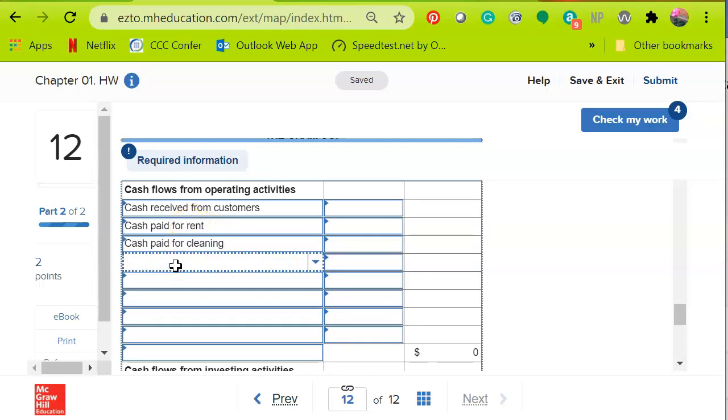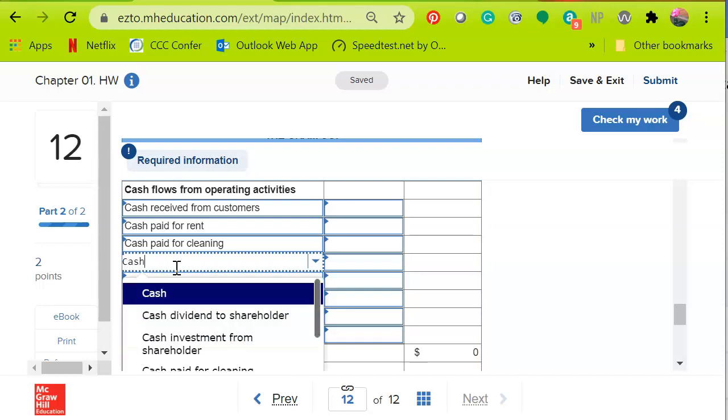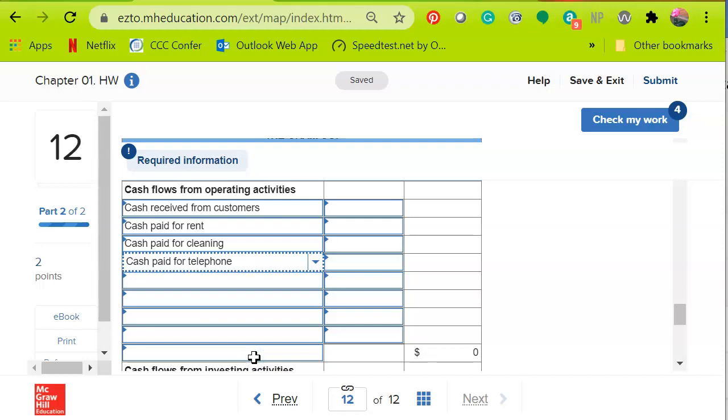Now, everything where cash is being paid, that's a negative. That means cash is going down. It's decreasing. It's an outflow. And then our other 2 will be cash paid for utilities and to employees. And I think that's all we have for operating activity for the month of May.